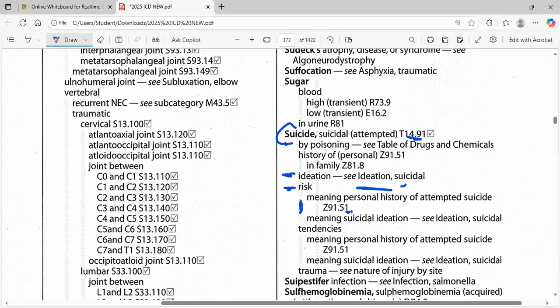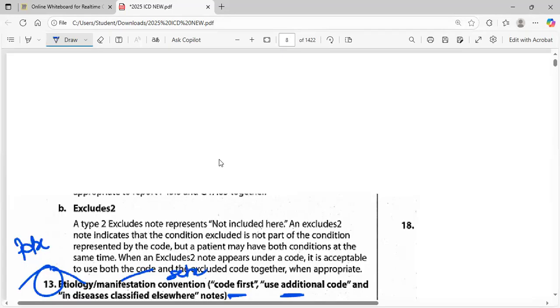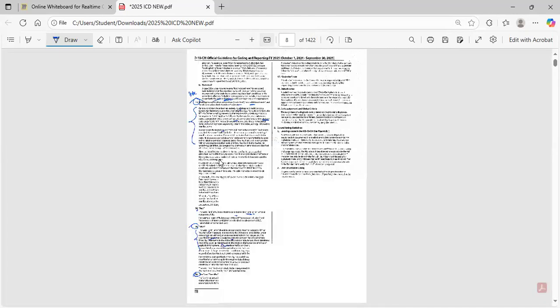Okay, that's the only reason. To find out the code for the ideation, we went to the ideation instead of the suicide.